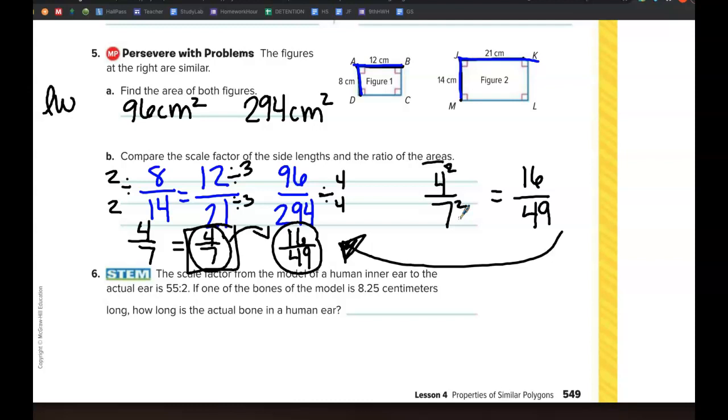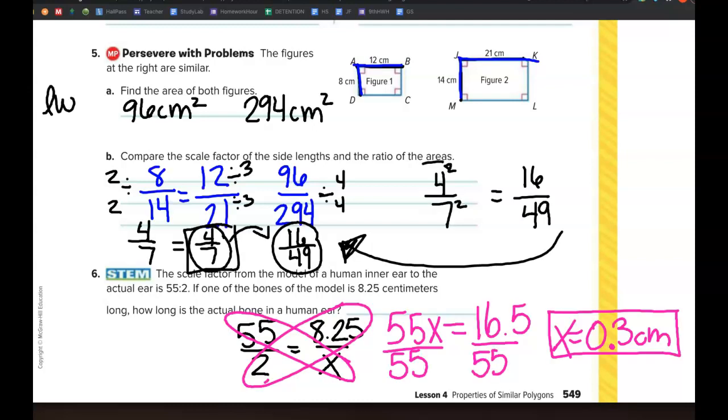Quickly, number 6. I didn't get time to finish that problem, but my work is here, and x is 3/10 centimeters should be your answer. So if you didn't get that, you can go back and look at my work and see what I did to get that.